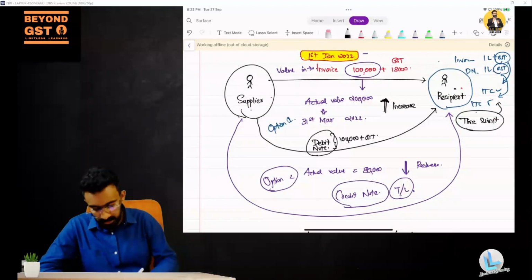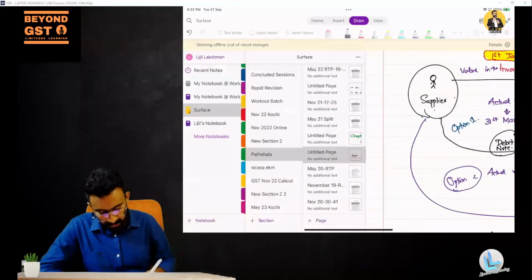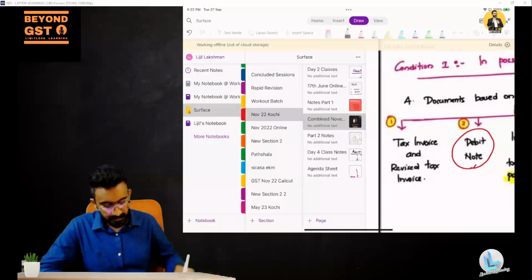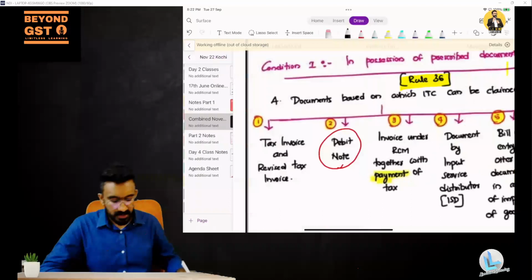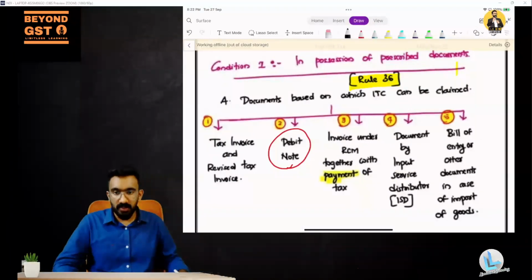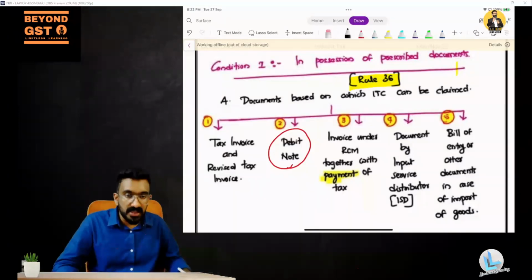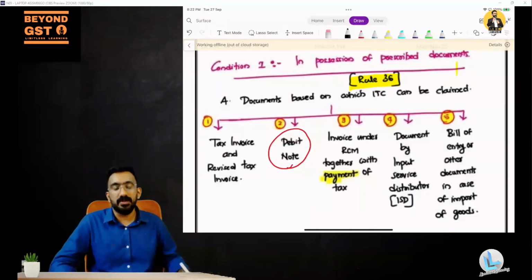So what are the documents by which I can take ITC was the understanding that we were trying to build. So we said we can take ITC by using tax invoice or revised tax invoice, debit note, invoice under RCM, document by input service distributor. If you're importing goods, then bill of entry will be the document by which you can take ITC.